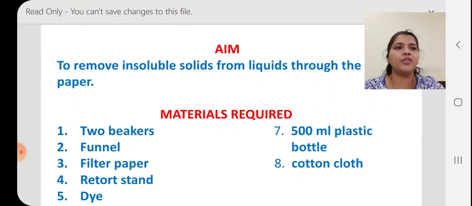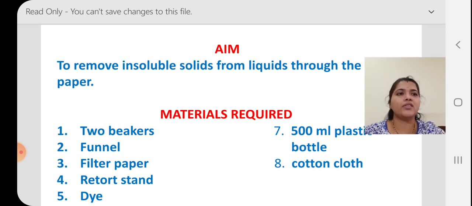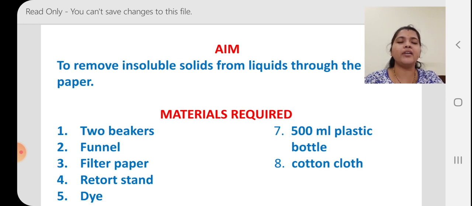Coming to the aim of the experiment, children. The aim is to remove insoluble solids from liquids through the filter paper. Here we are taking filter paper as a plasma membrane. We are just doing an experiment to compare how the plasma membrane or cell membrane works. What are the materials required? Two beakers, funnel, filter paper, retort stand, dye, 500 ml plastic bottle and cotton cloth.